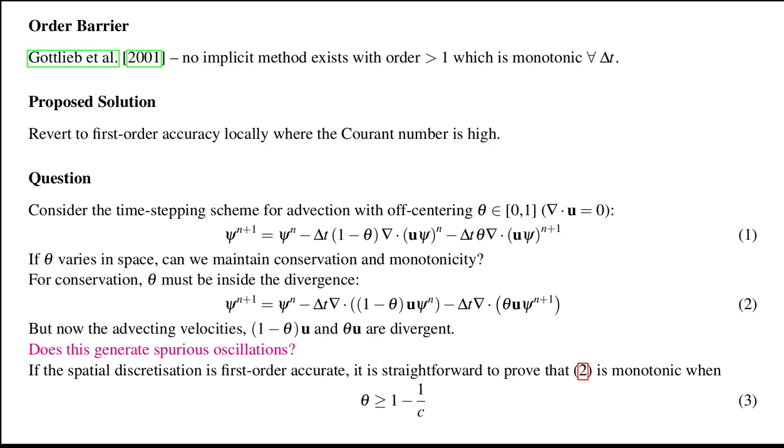In fact, if the spatial discretization is first order accurate, it's straightforward to prove that equation 2 with theta inside the divergence is monotonic as long as the off-centering is greater than 1 minus 1 over c. This is as expected. If the Courant number is less than 1, then theta can be less than a half, so it can be an explicit scheme. If the Courant number is greater than 2, you need theta greater than a half. If the Courant number was equal to 2, then Crank-Nicolson, theta is a half, would be monotonic. If it's greater than that, Courant number is greater than 2, you need theta to be greater.